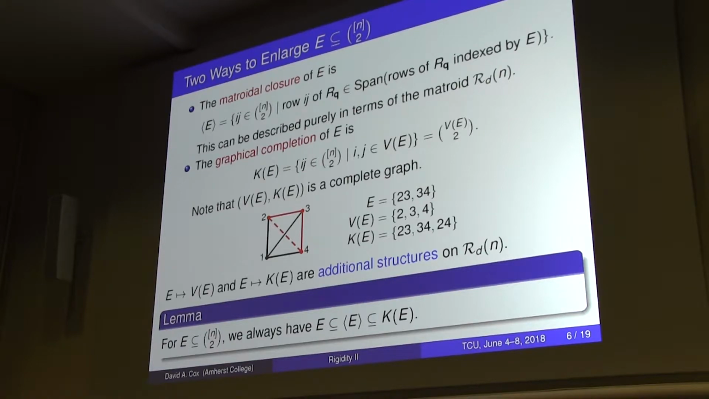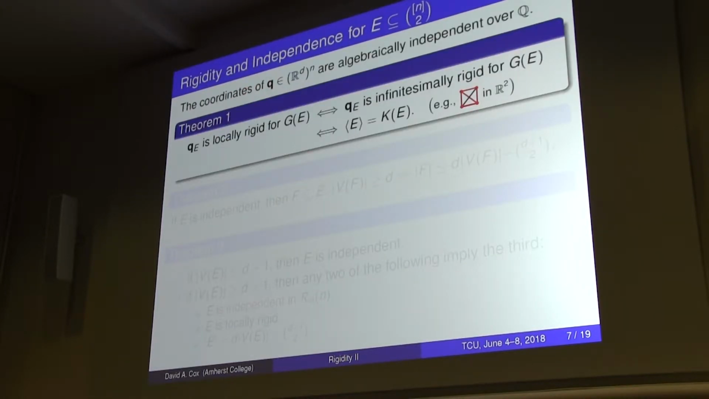And this is something that's purely matroidal, going from E to the matroidal closure, that's a matroidal thing. Taking a subset and making a slightly bigger subset, this is something slightly extra, an additional structure. It turns out that you can show that the matroidal closure always lies inside the graphical closure. And the reason this is relevant, and here I'm going to have three theorems, and I apologize for dumping all this on you at once, is that you can then characterize when this is locally rigid for its graph.